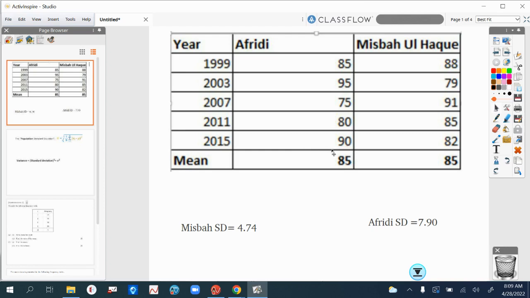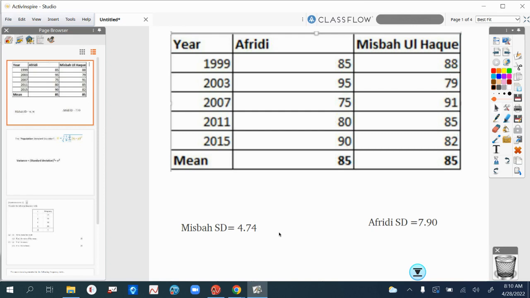Here's an example with two cricket players, two batsmen, and their average scores in various years. You see, the mean has been taken, and they have the same mean. But if we wanted to look at their consistency, how close they are on average to their mean, you look at standard deviation. If you calculate it, which you would do on your calculator, you'll find that this player has a smaller standard deviation and therefore would be considered more consistent. So his scores are closer on average to the mean.